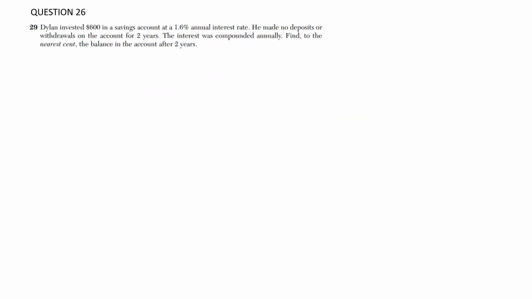In this next question, Dylan invested $600 in a savings account at a 1.6% annual interest rate. He made no deposits or withdrawals on the account for 2 years. The interest was compounded annually, very important, compounded annually. Find to the nearest cent, do a little rounding, the balance in the account after 2 years.